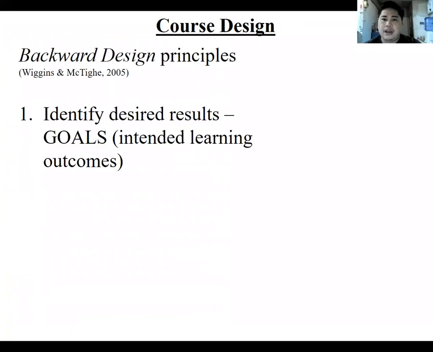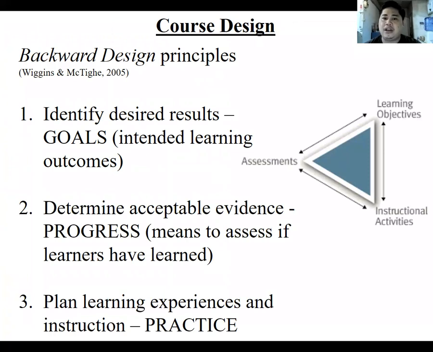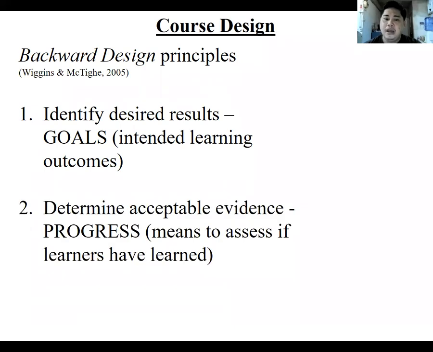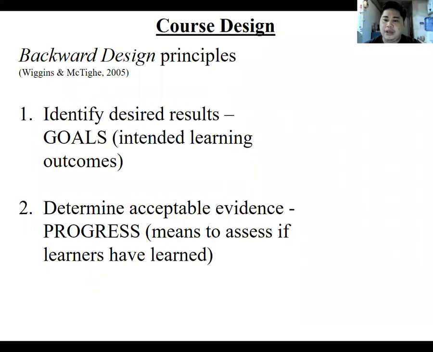Okay, so the course design. We have what we call the backward design principles by Wiggins and McTighe in 2005. There are three. The first one is we have to identify the desired results or the goals, or in other words, in our OBE course syllabi, what we call our intended learning outcomes, or our CILO, course intended learning outcomes, followed by determining acceptable evidence of progress, which means to assess if learners have learned.